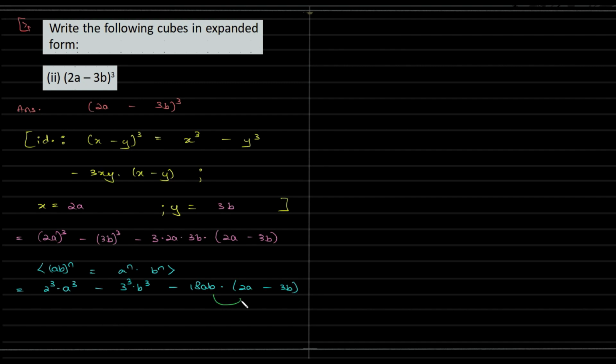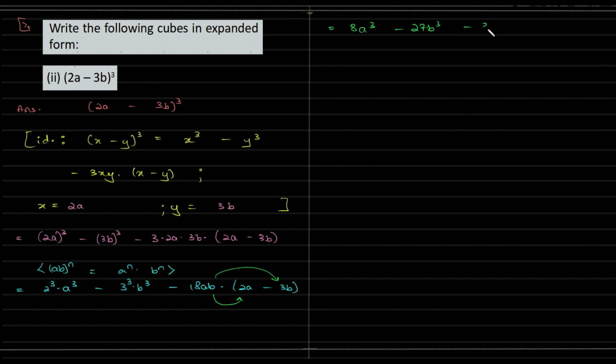And we have 18ab multiplying minus 18ab. I read it wrong. Minus 18ab multiplying these terms. Okay. I hope you understand how we use the identity. And so we have 2 cube, which is 8a cube minus 27b cube minus into plus is minus 18.